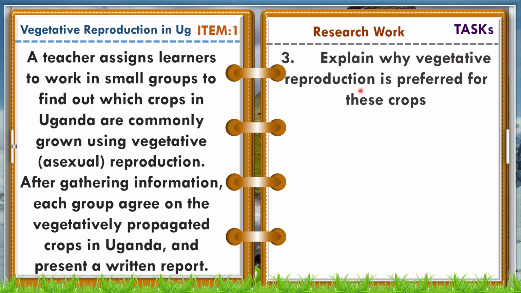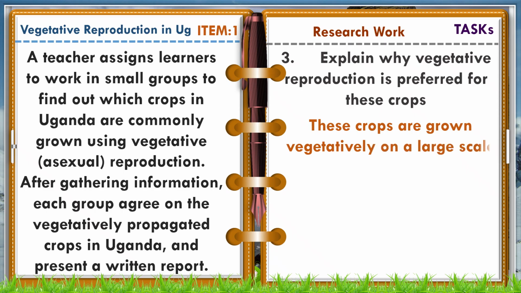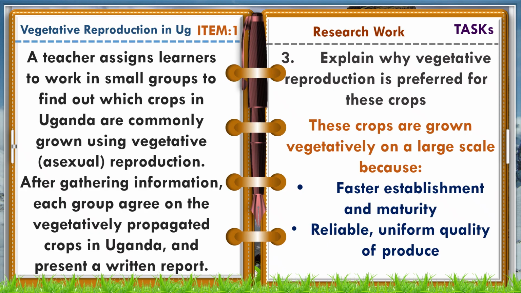Explain why vegetative reproduction is preferred for those crops. These crops are grown vegetatively on a large scale because of faster establishment and maturity, meaning that when you use vegetative propagation, they grow very fast and mature very fast because they are coming from parts of the plant. Then also, they are reliable. They provide uniform quality of produce. So when you use vegetative propagation, you are really sure of what you are going to produce; it is reliable, and the quality will be uniform, the same quality.